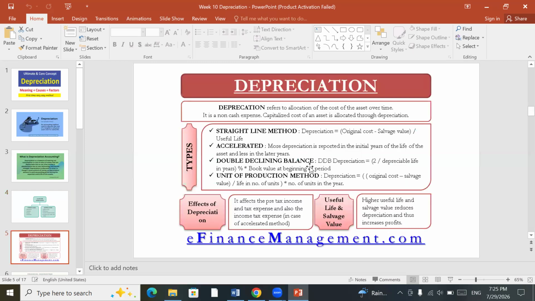Some information about depreciation. There is a very clear-cut definition of depreciation. Depreciation refers to the allocation of the cost of an asset over time. It is a non-cash expense or allocation. The capitalized cost of an asset is allocated through depreciation. Thus, allocation over the period of time of an asset. You have to allocate these types of cost, otherwise you cannot determine the accurate profit or net profit.